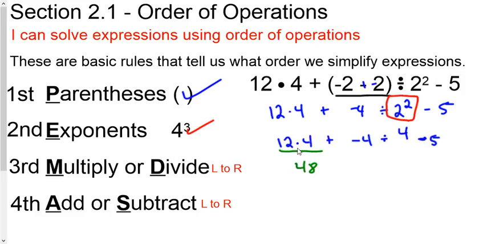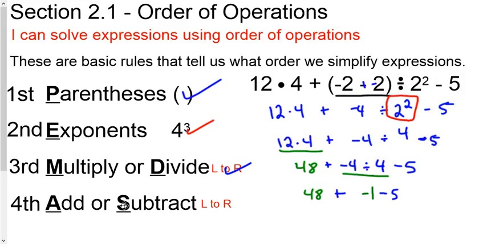Since we see 12 times 4 is appearing first, it's on the left side of the expression, we're going to do that first. Then what we're doing is we're checking for any other multiplication or division, and you'll notice that negative 4 divided by 4 is negative 1. So now we've done all of our multiplication or division.